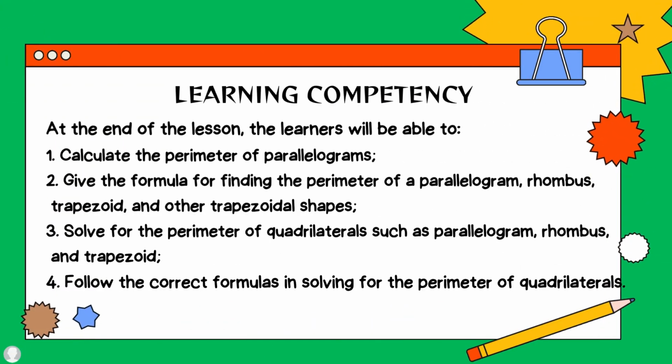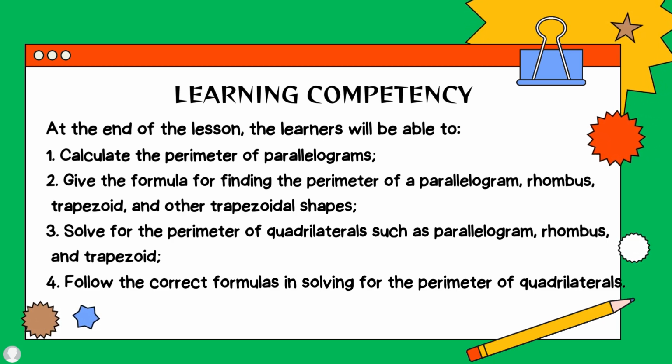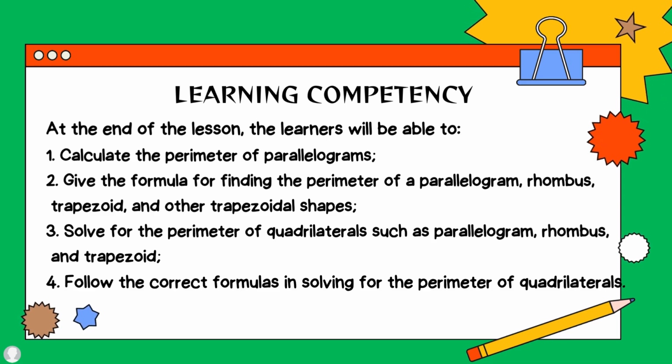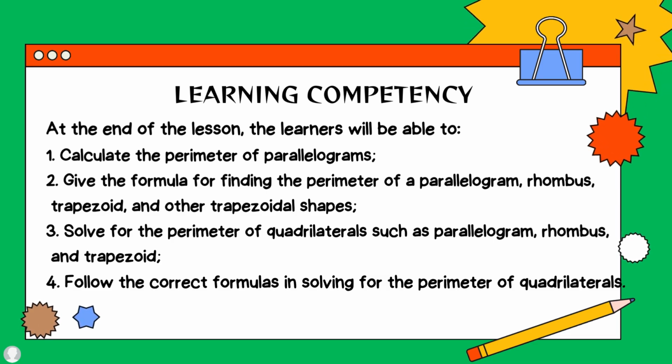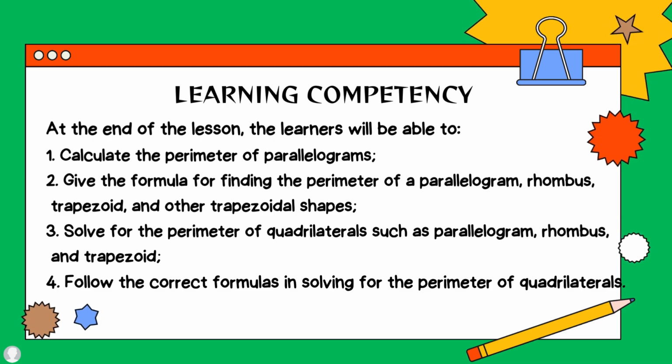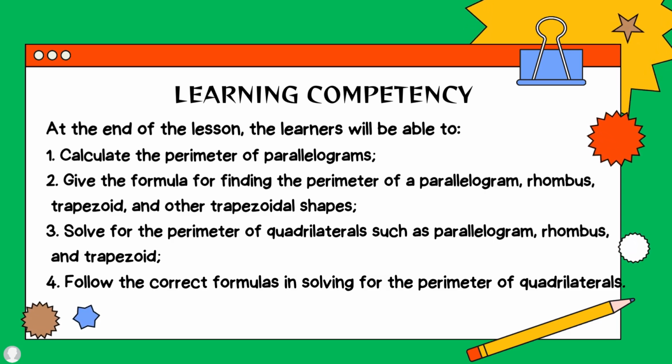Learning competency. At the end of the lesson, the learners will be able to calculate the perimeter of parallelograms, give the formula for finding the perimeter of a parallelogram, rhombus, trapezoid, and other trapezoidal shapes, solve for the perimeter of quadrilaterals such as parallelogram, rhombus, and trapezoid, and follow the correct formulas in solving for the perimeter of quadrilaterals.